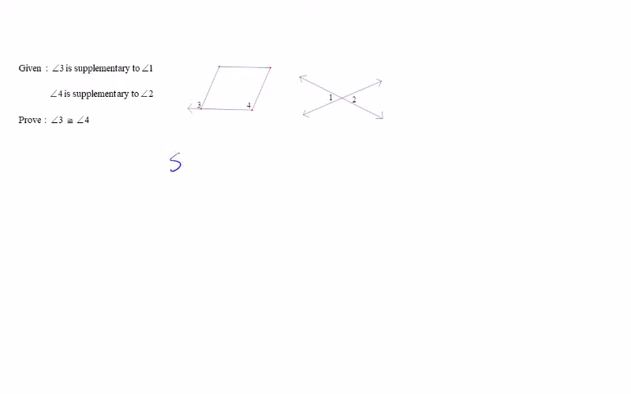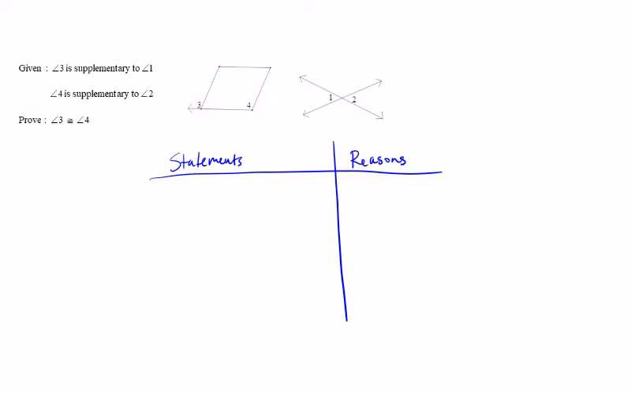So I'm going to set up my table, statements and reasons. All right. And so first of all, start with our givens. Angle 3 is supplementary to angle 1, and angle 4 is supplementary to angle 2, right? And those are given.